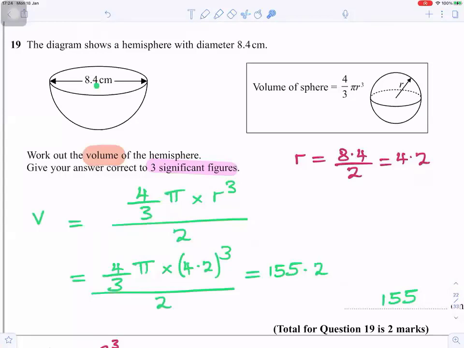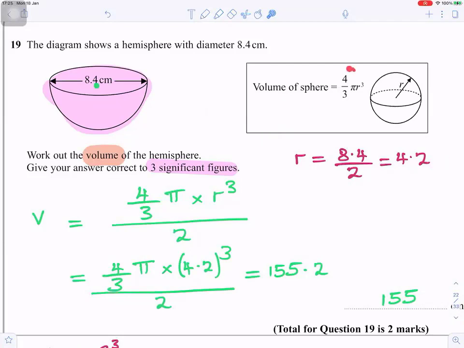Question number 19. The diagram shows a hemisphere with a diameter of 8.4 centimeters. Work out the volume of the hemisphere. Give your answer correct to 3 significant figures. So that's the hemisphere with a diameter of 8.4. Diameter is 2 times the radius. So to get the radius is diameter divided by 2. So 8.4 divided by 2 is 4.2. So the radius is 4.2.